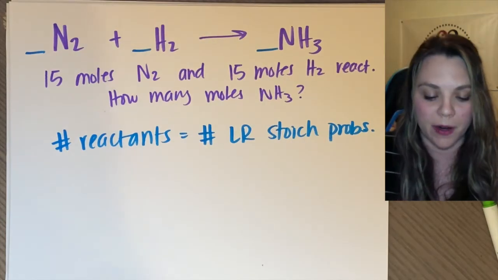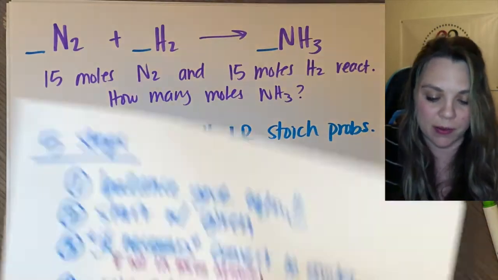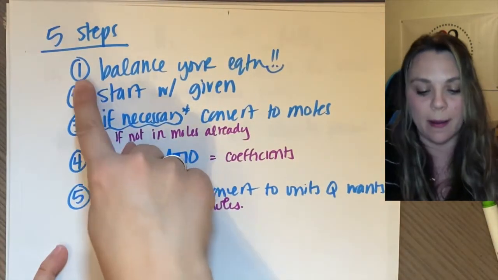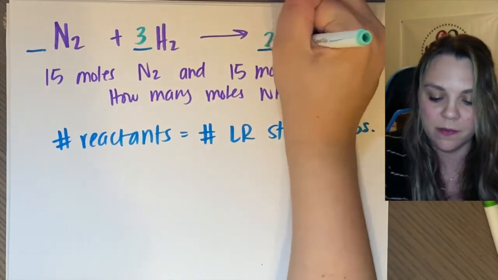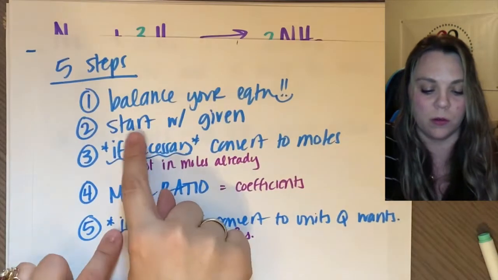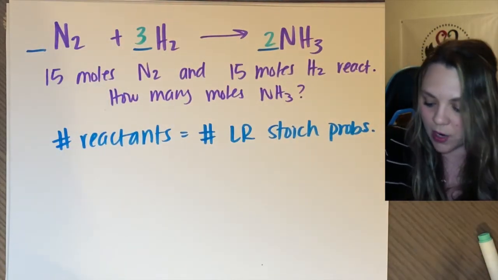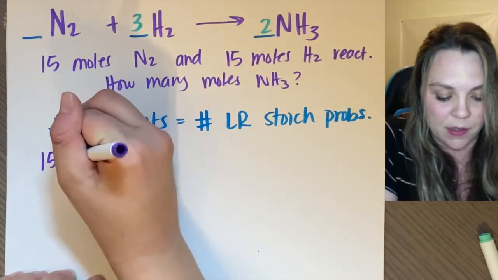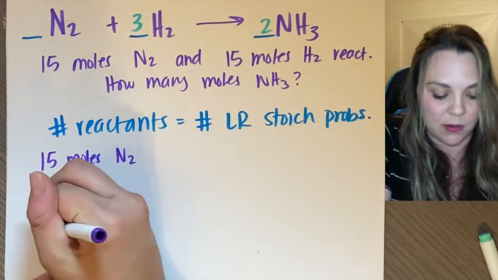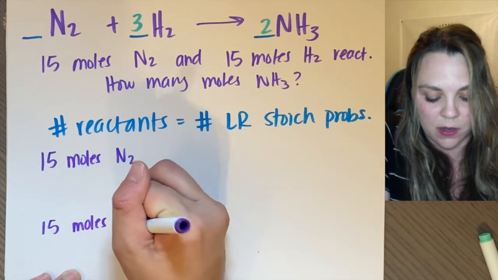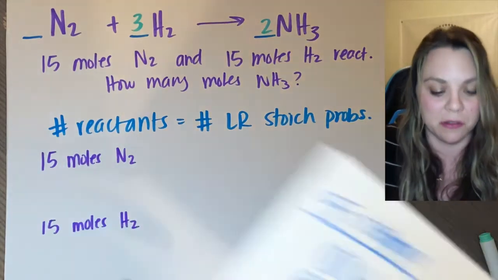And then I just follow my rules, right? I have 5 rules to solve any stoich problem. Rule number 1, balance your equation. Okie doke. 3 here, 2 here, okay? Rule number 2, start with my given. Well, I'm given 2 different things, so I have to have 2 different problems, right? So I'm going to start with 15 moles of N2 for one problem, and I'm going to start with 15 moles of H2 for the next problem, okay? Cool, so I'm starting with my givens.